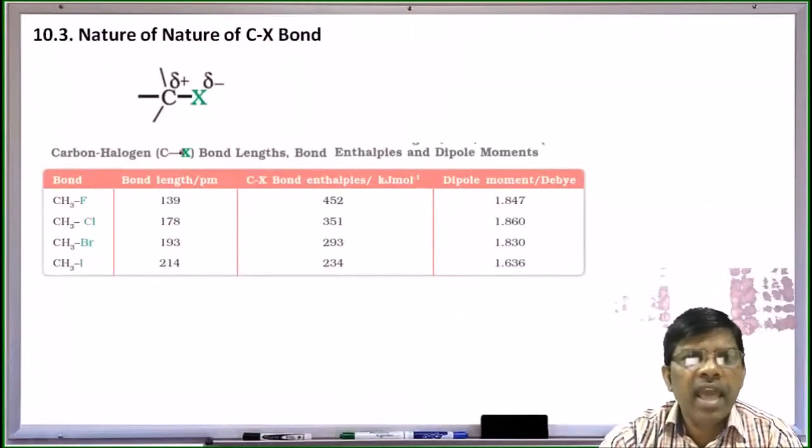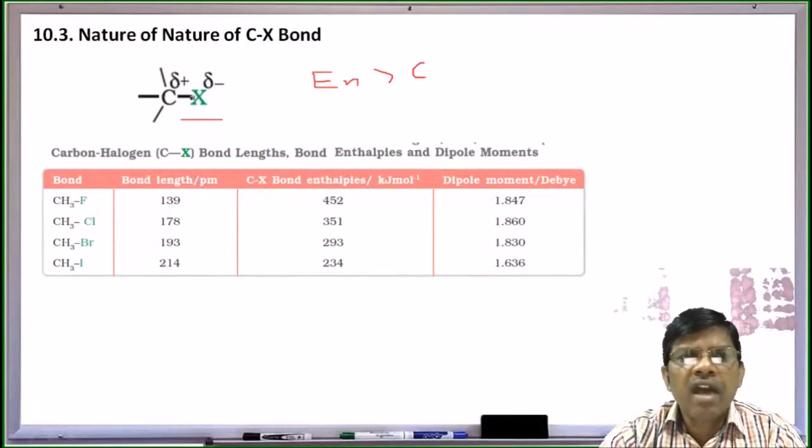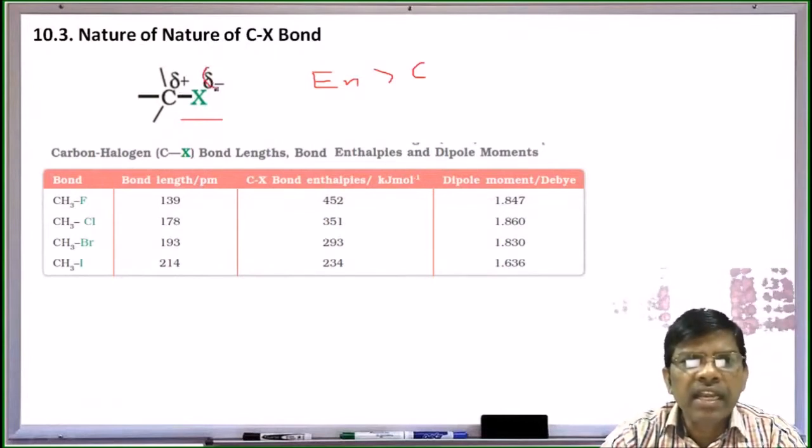We know that halogens are highly polar. So the electronegativity of halogen is more than carbon. So halogens are polarized. The halogen will have delta negative, and this carbon is delta positive.